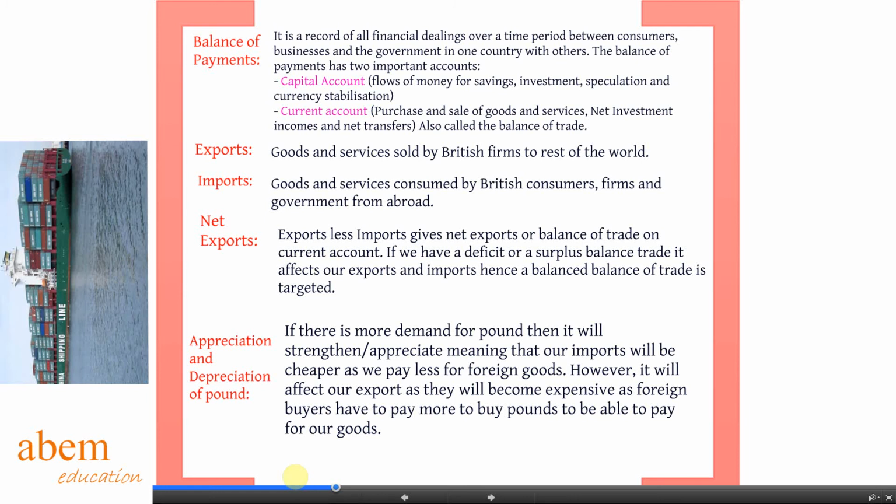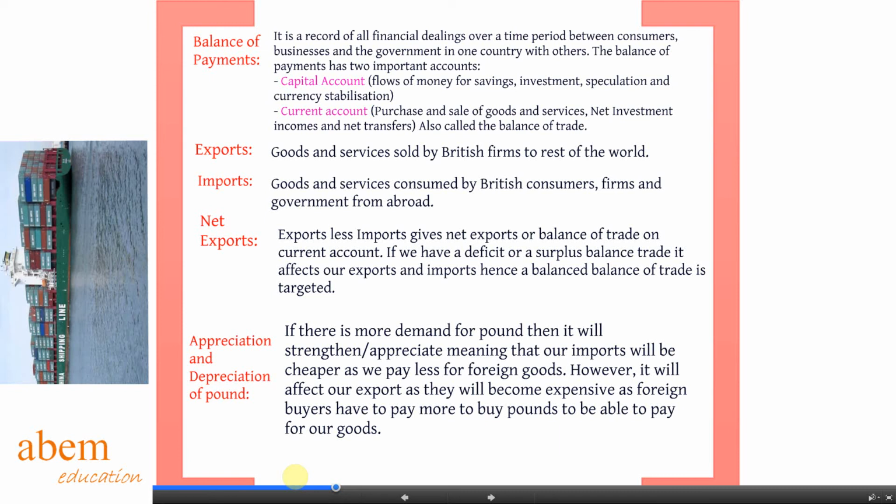We will go into more detail in later videos. Exports are the goods and services sold by British firms to the rest of the world. On the other hand, imports are the goods and services consumed by British consumers, firms, and governments abroad. Exports are an essential component, and to find net exports, all we do is take exports away from imports.